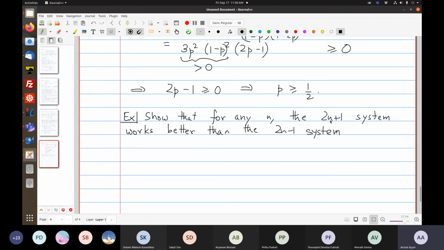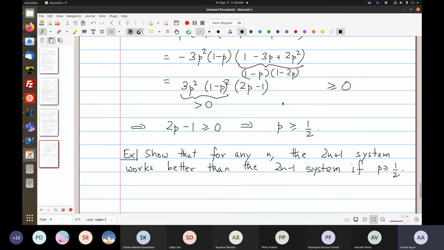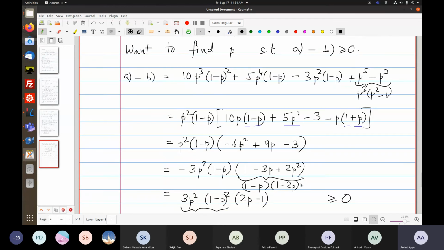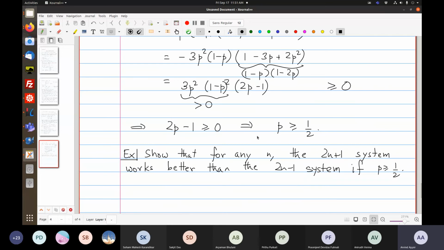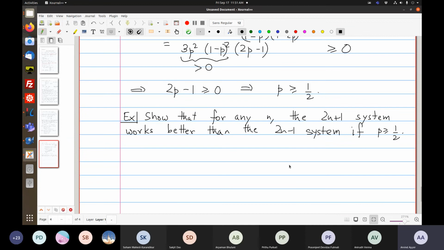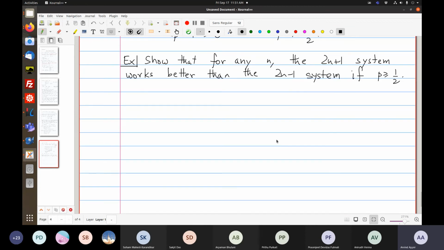So in other words, the same question as above, where n is more general. Here n was 2, now n is arbitrary, if p is greater than or equal to 2. So again the same condition. You can show that the same condition works for general n.